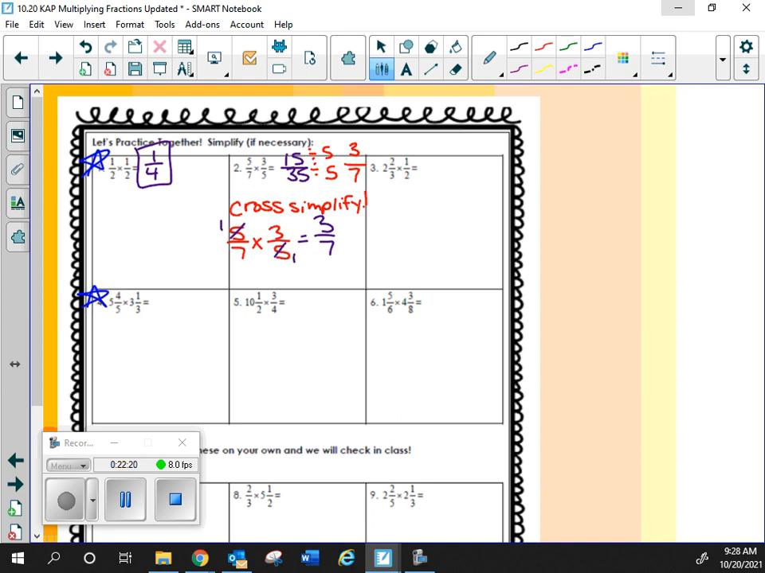Do you have to? No. Do I encourage it? Yes. Because you'll see later on, you'll get really big numbers if you just multiply across. But if you want to make it simpler and smaller answers, it is a good idea to cross simplify. It's not mandatory, but highly, highly encouraged.